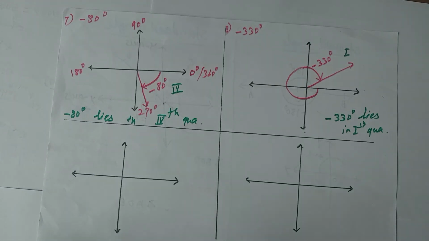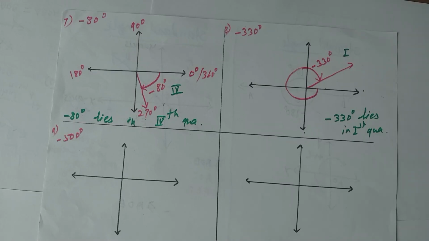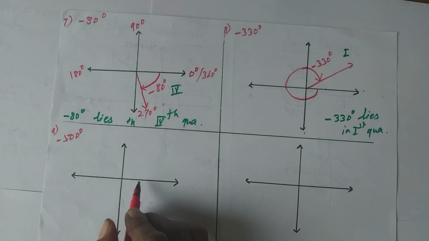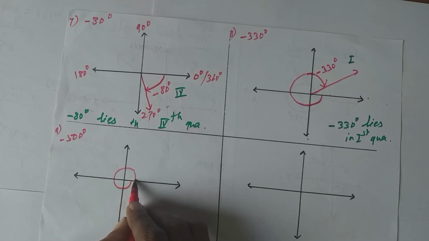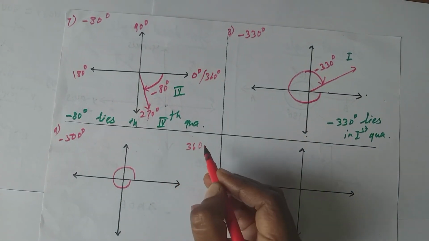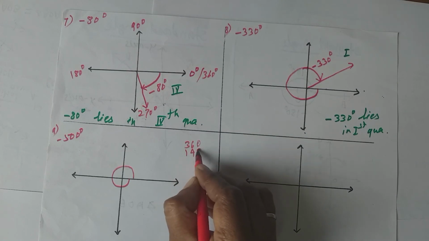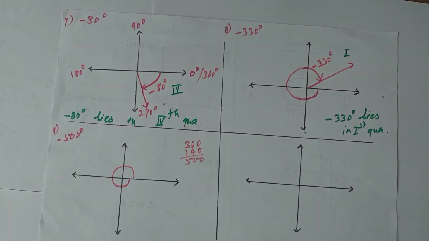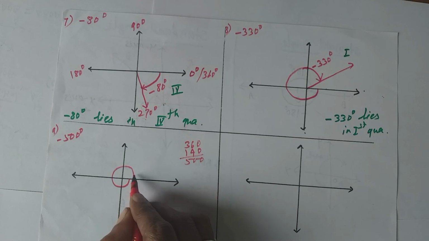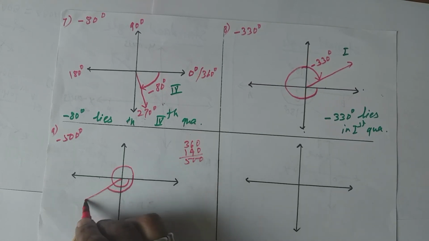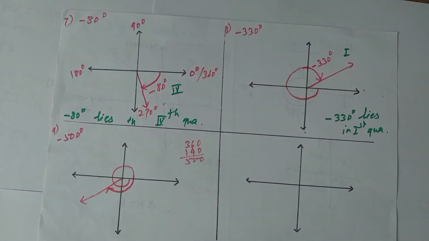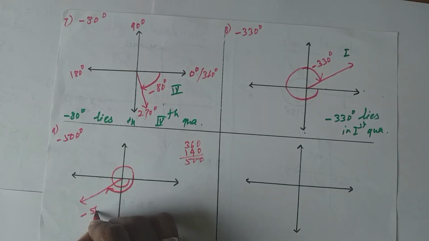Suppose minus 500 is given. Again here angle is negative, means we have to rotate in clockwise direction. One complete rotation means 360 degree. And how many do I have to add to get 500? I have to add 140. See here. Again I have to move 140 degree. If I come here, then angle of 90, and if I come here, then angle of 180. Less than that, means 140 comes somewhere here. This is your angle of minus 500 degree.